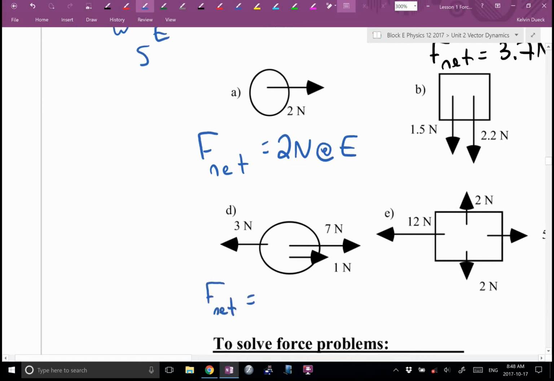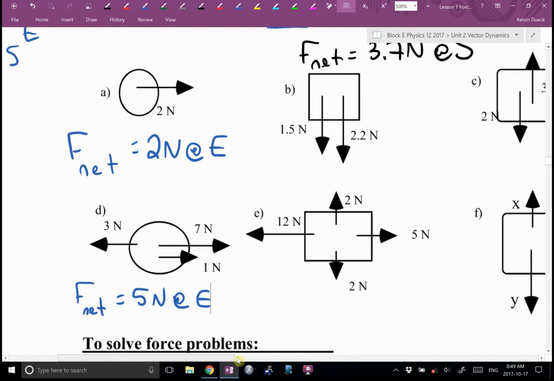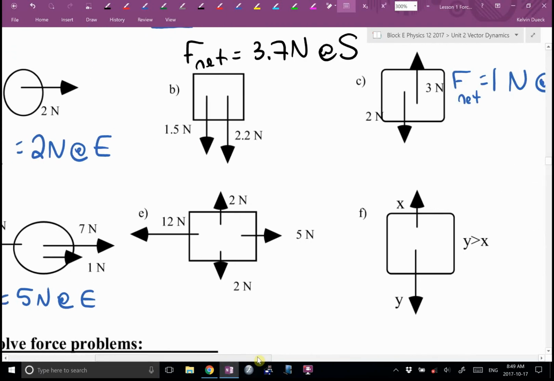Eight newtons east? I disagree. 5 newtons east. I'll agree with that. This is what most of our diagrams are going to end up looking like. We're going to have forces in the up-down, north-south direction, and forces in the east-west direction. What's the net force in the north-south direction?